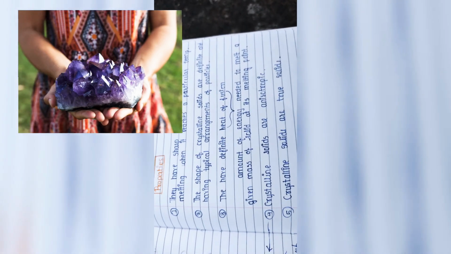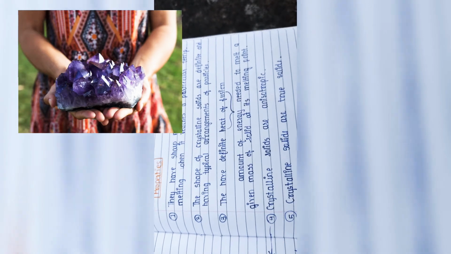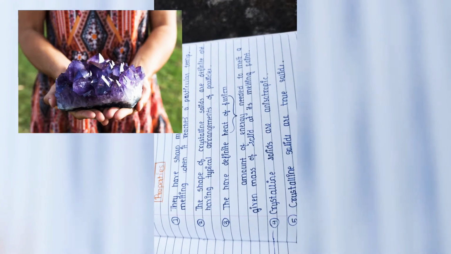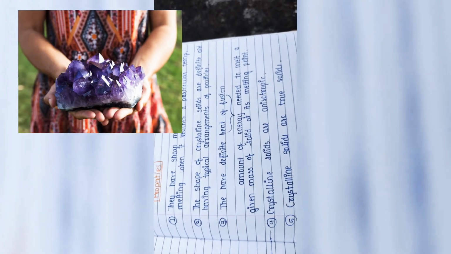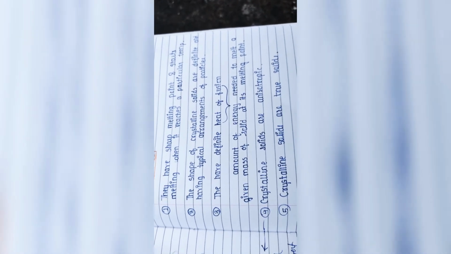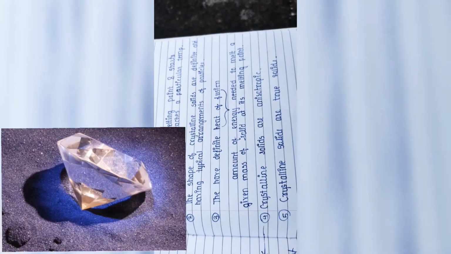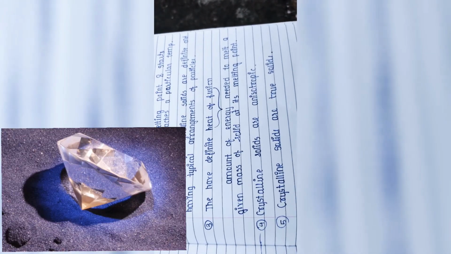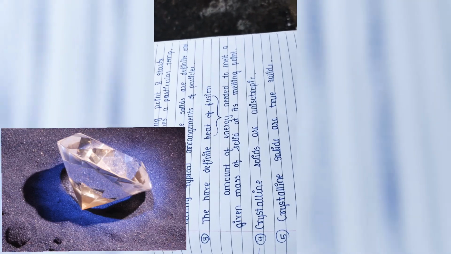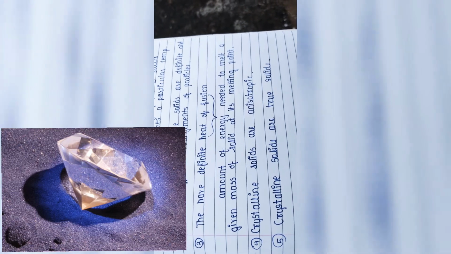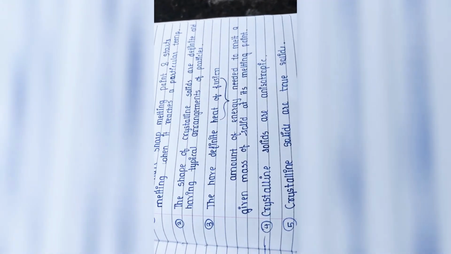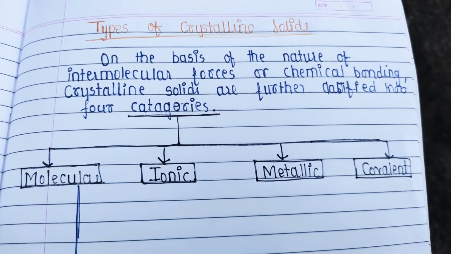These are the properties. They have sharp melting point and start melting when it reaches a particular temperature. The shape of crystalline solids is definite, with a typical arrangement of particles. They have definite heat of fusion, that is the amount of energy needed to melt a given mass of solid at its melting point. Crystalline solids are anisotropic. What is anisotropic? Their physical properties are different in different directions. So crystalline solids are anisotropic. Crystalline solids are true solids. So we are done with the properties of crystalline solids.